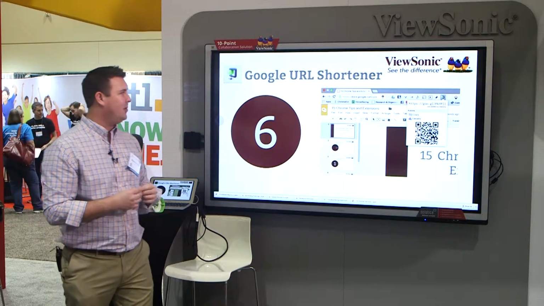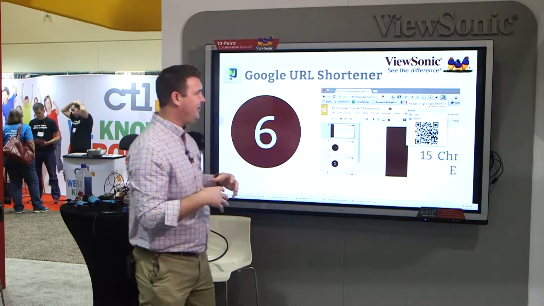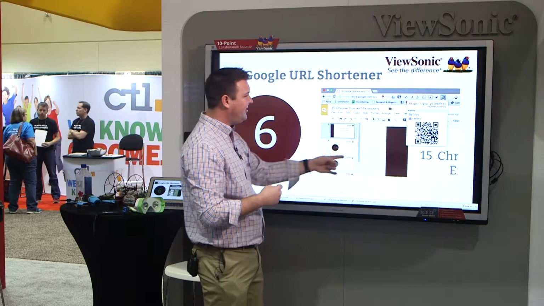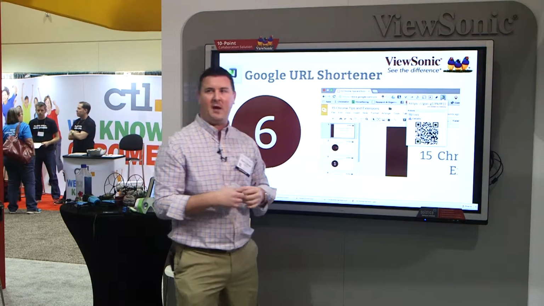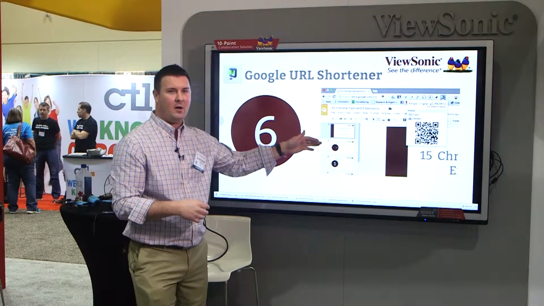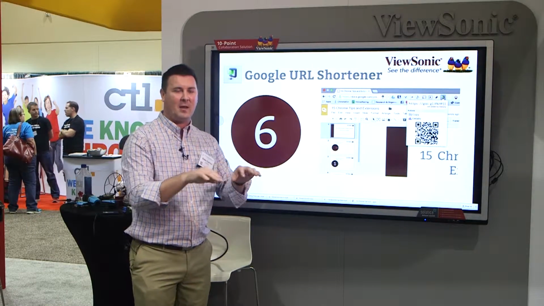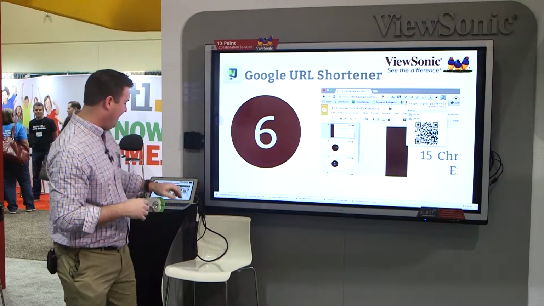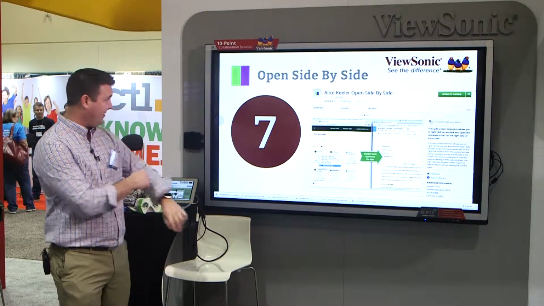Google URL Shortener basically allows you to give your students or people around you a quick way to shorten your URL automatically, but it also has a QR code built into it. So if you have a device that can scan QR codes automatically, boom, hit the QR code, and kids can scan it immediately. They don't have to type in the long URL addresses. Really nice feature and extension there.